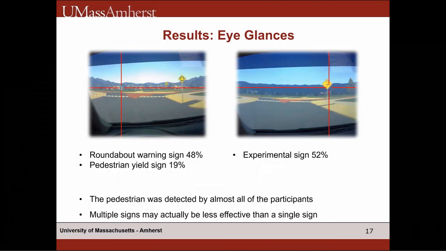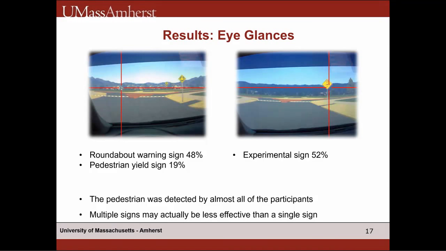So for the conventional sign in the left picture, you can see that we have two signs. The first sign is the roundabout sign, and the second sign is the pedestrian sign. After calculating the proportion of glances toward these two signs, we had these good results: the roundabout warning sign just had 48% and the pedestrian yield sign had 19%.